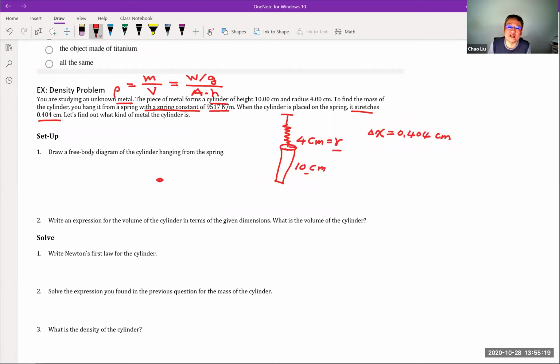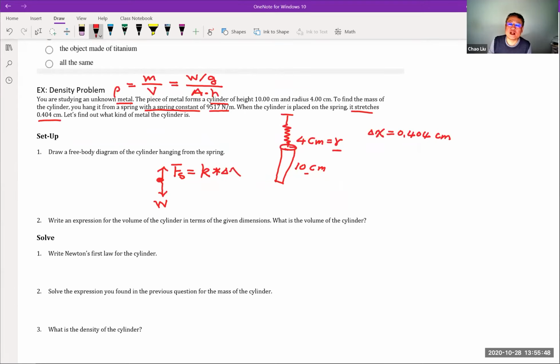Which means, when you draw a free body diagram, let's say this is the object that we try to measure. The object has a mass, so it's going to have a weight. So this is the weight of the object. At the same time, it's going to be pulled by the spring. Here we're going to have a spring force. How do we calculate spring force? Spring force is based on Hooke's law. Hooke's law tells you it's going to be equal to the spring constant times the change of the length.